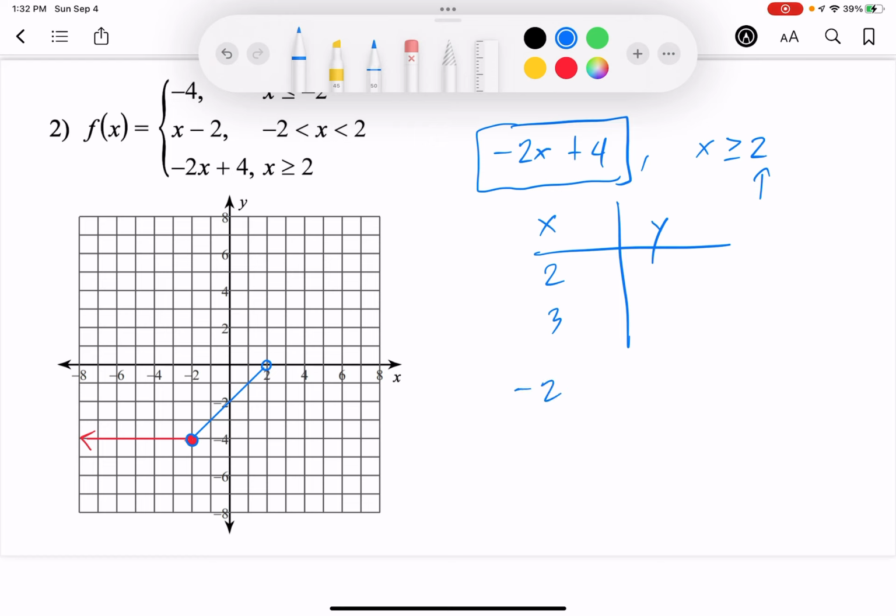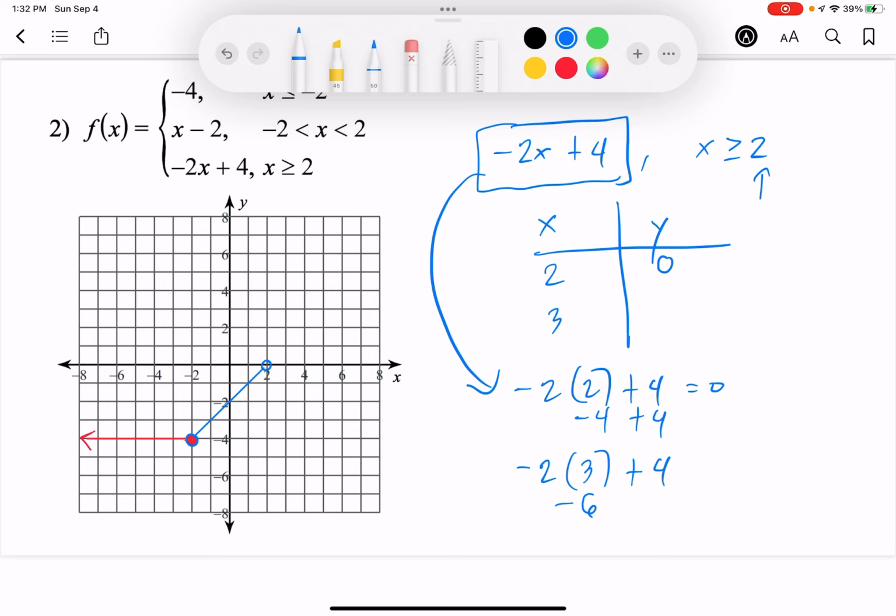So, at negative 2, ito pala yung may negative. Okay, negative 2 times 2, your x value, plus 4 equals 0. Diba? Kasi negative 2 times 2 is negative 4 plus 4 equals 0. Okay. At x equals 3 naman. So, negative 2 times 3 plus 4. And this is negative 6. Kasi negative 2 times 3 is negative 6, plus 4 equals negative 2. So at x equals 3, your y is negative 2.